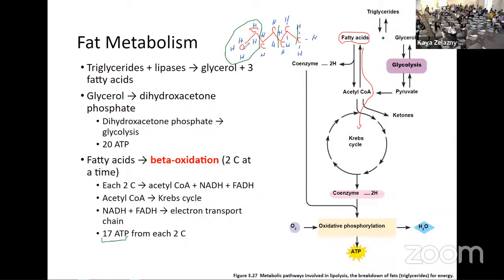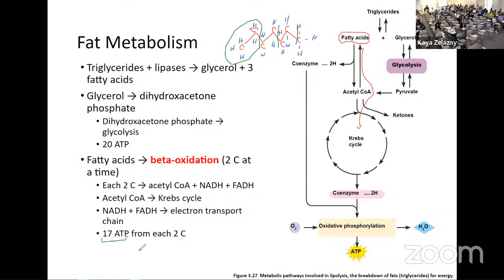We're taking just 2 carbons from our fatty acid chain. We break the whole thing up. Every 2 carbon becomes an acetyl-CoA plus some electron carriers. The acetyl-CoA goes into the Krebs cycle. The electron transport chain does oxidative phosphorylation as usual.